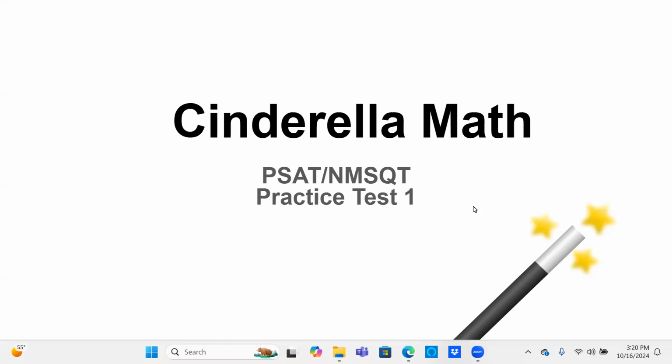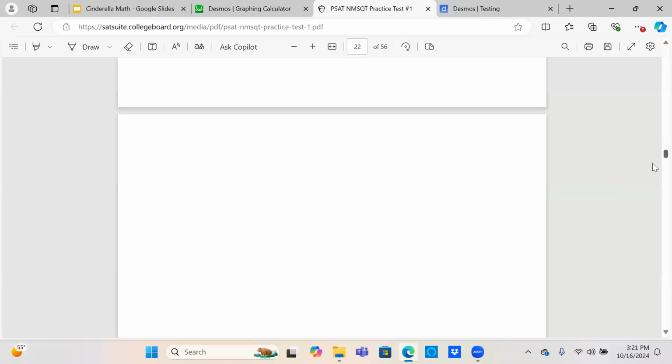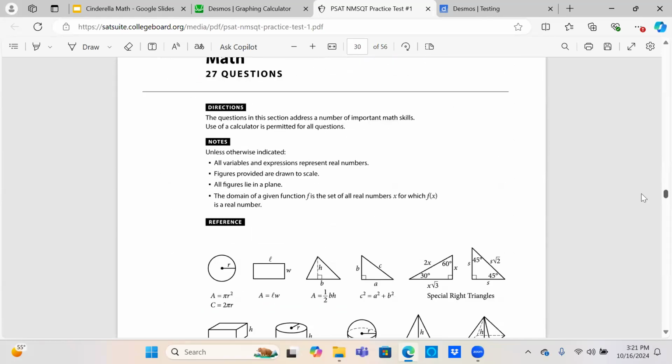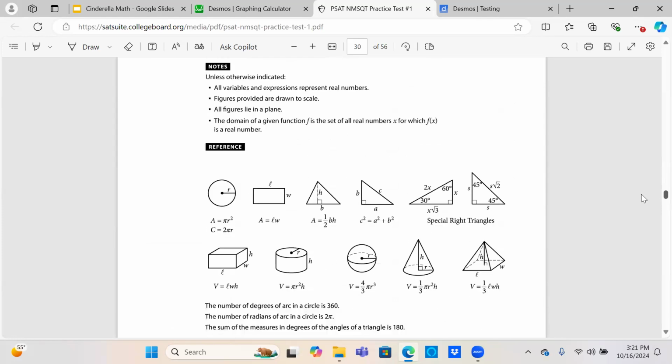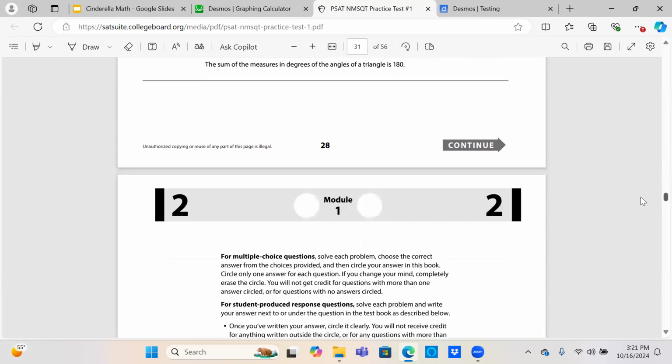So let's go ahead and jump right in to practice test 1 for the PSAT, or that National Merit qualifying test. Same thing, I think. All right, and we'll just go ahead and fast forward to the math section. Right here, you do have a list of formulas, mostly geometry formulas, so we are able to reference that if needed. And we're going to jump right on in.